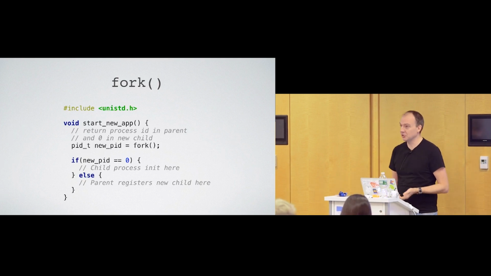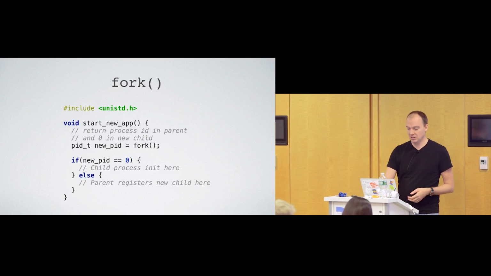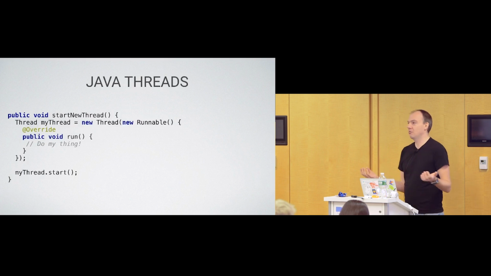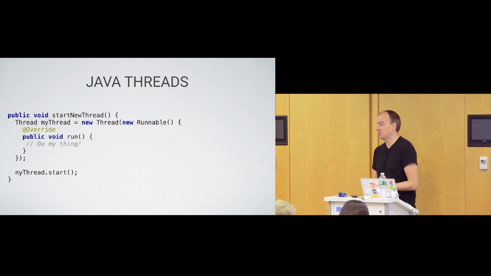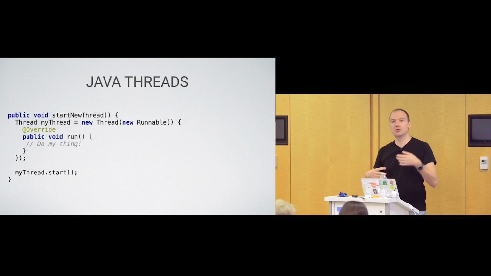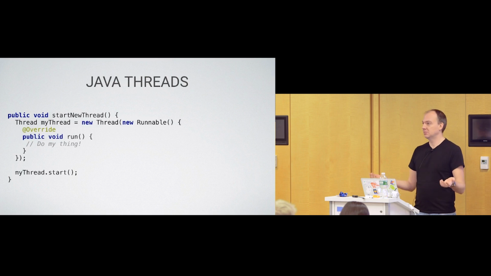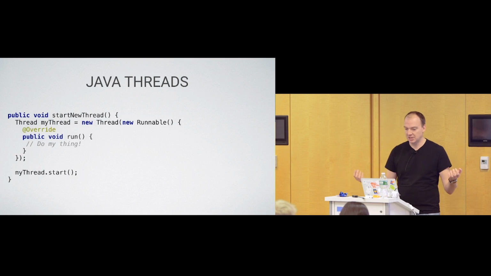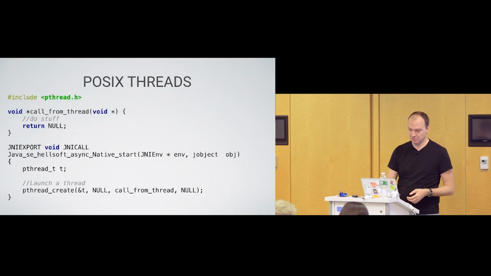Now, you probably will never do this as an Android developer. There is no reason for you to call fork. Instead, you will start using threads. And everyone here has probably created a thread at some time. It's really simple. You create a new thread, you probably pass it a runnable, or you override the run method, and you do your stuff there. And then in order to start this one, you call start.